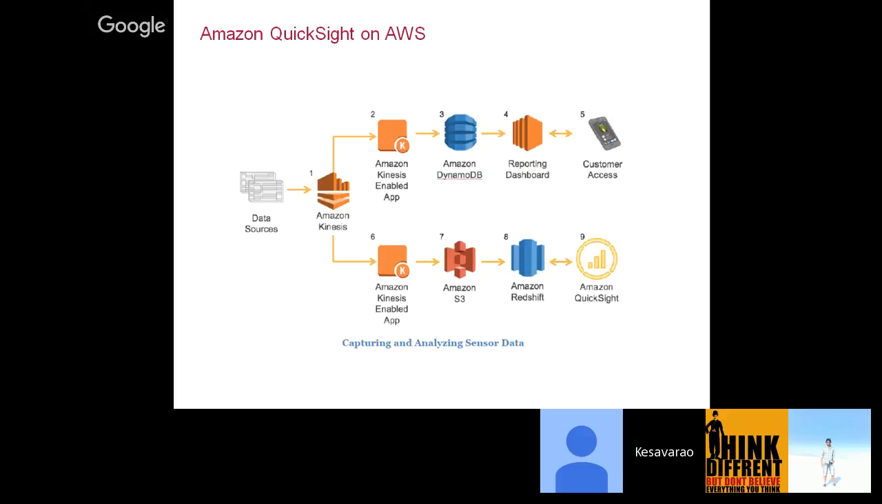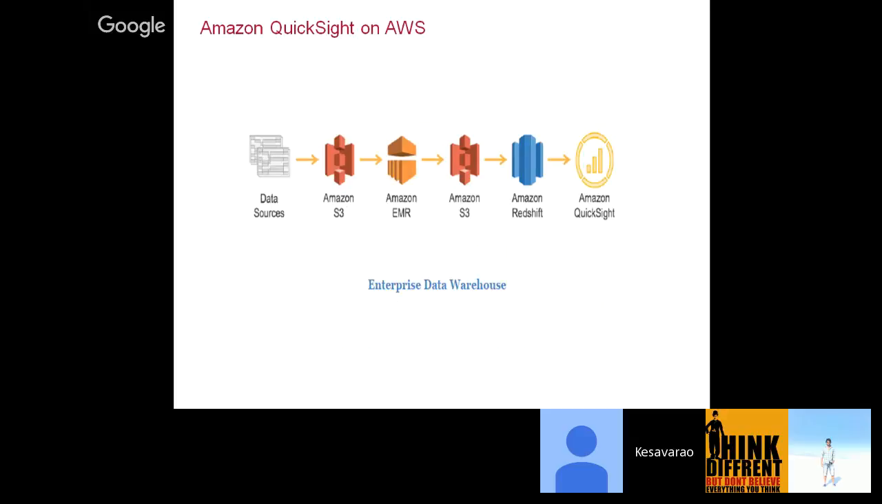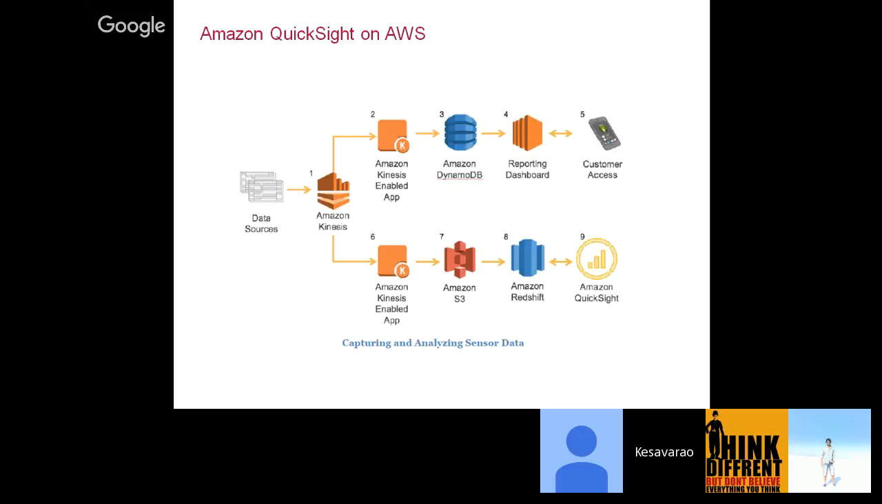Here is another quick view of how a QuickSight setup could be done. This is one simple way in a data warehouse setup, capturing and analyzing sensor data. Two things can happen. Data from the source can be captured into Amazon Kinesis, and one path is a live stream, meaning a real-time scenario. It goes through the Amazon Kinesis Client Library, then to Amazon DynamoDB, and then a reporting dashboard gives customers direct access to the real-time data. On the other side, it can also be sent to S3 and then to Redshift, and then BI reporting and dashboarding are done on top of it. There are two different paths.